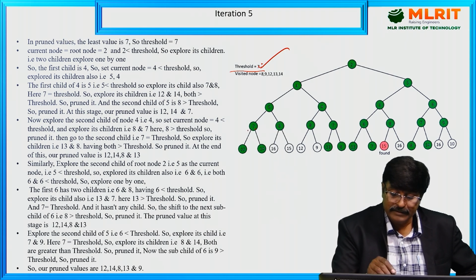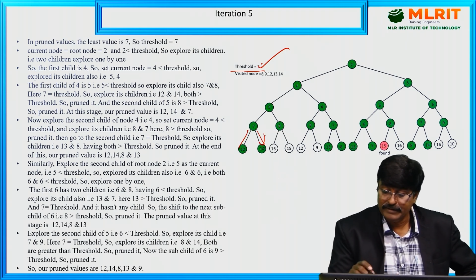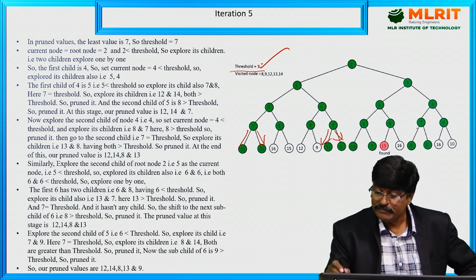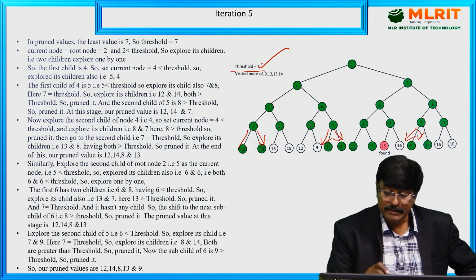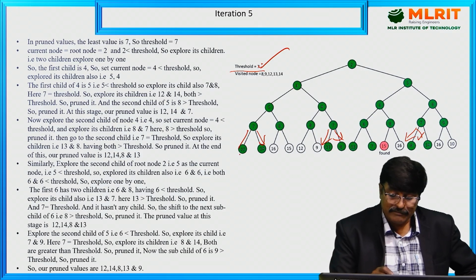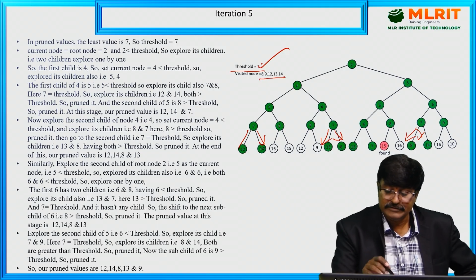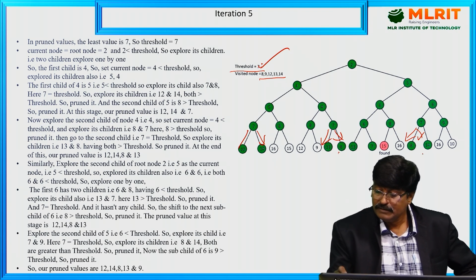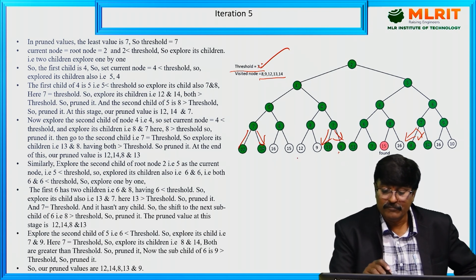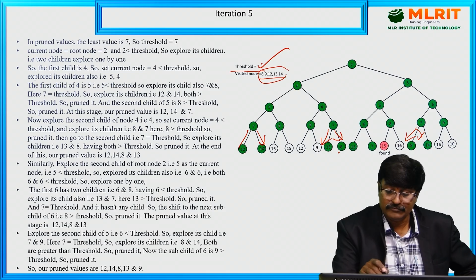You are expanding these two nodes. You are expanding 7, here also 7 is there, and here also 7 is there. When you expand the 7s, you visit 12, 14, 13, 8, then 14, which is already there. And as per the order, 8, 9, 14: all these nodes we have visited.